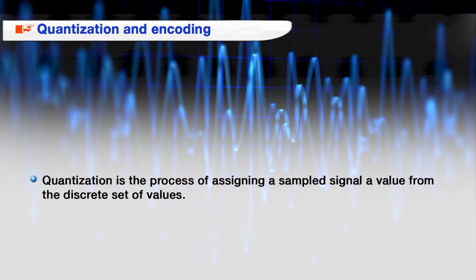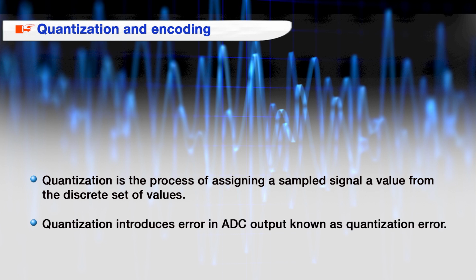Now, let us understand second stage of analog to digital conversion. In this stage, sampled signal is fed to a block where quantization and encoding of sampled signal is performed. Quantization is a process of assigning value to a sampled signal from the discrete set of values. Quantization introduces error in ADC output known as quantization error.